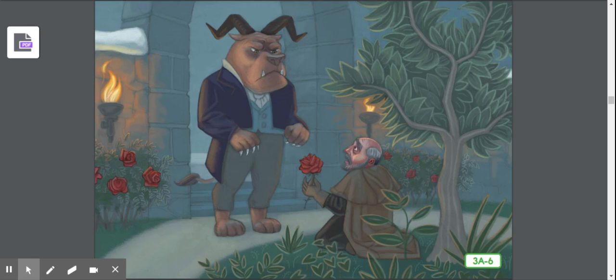"You are very ready with excuses and flattery," the beast said, "but that will not save you from the punishment you deserve." What do you think the beast will do to the merchant? "Oh, forgive me," said the merchant. "If not for my own sake, then for the sake of my daughters. If I do not return home, there will be no one to support or take care of them."